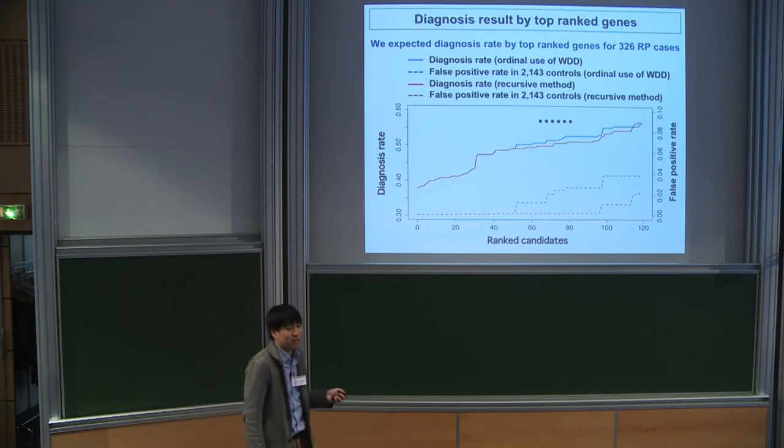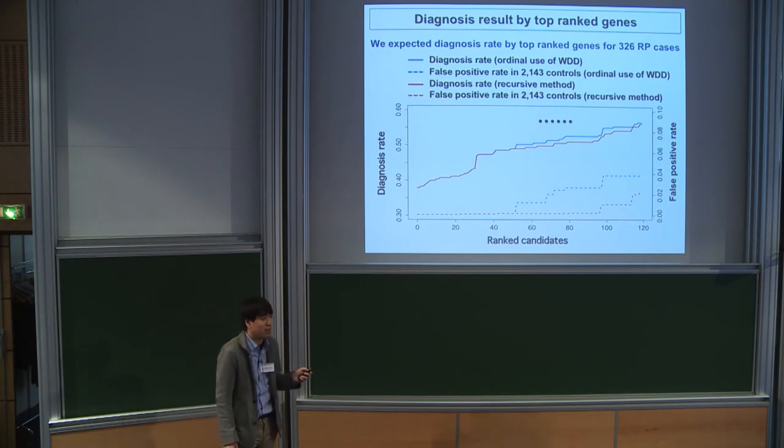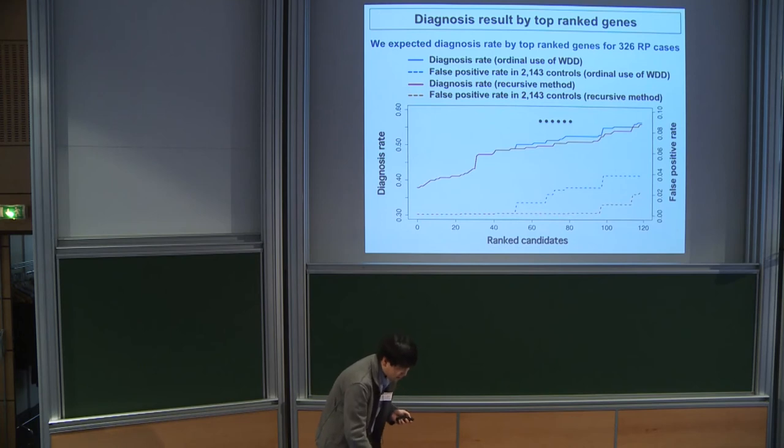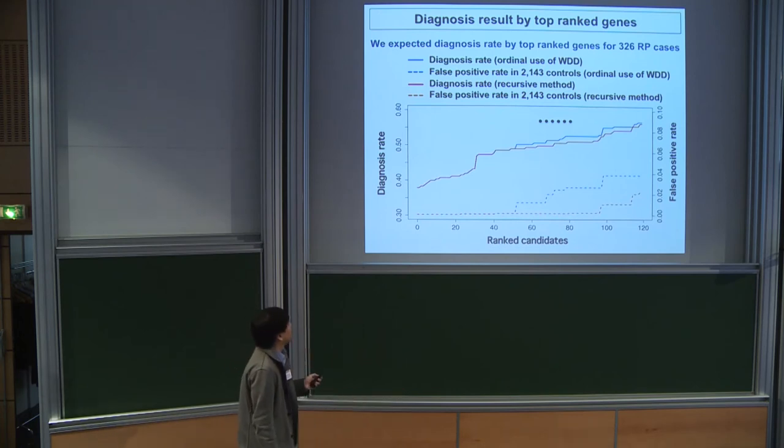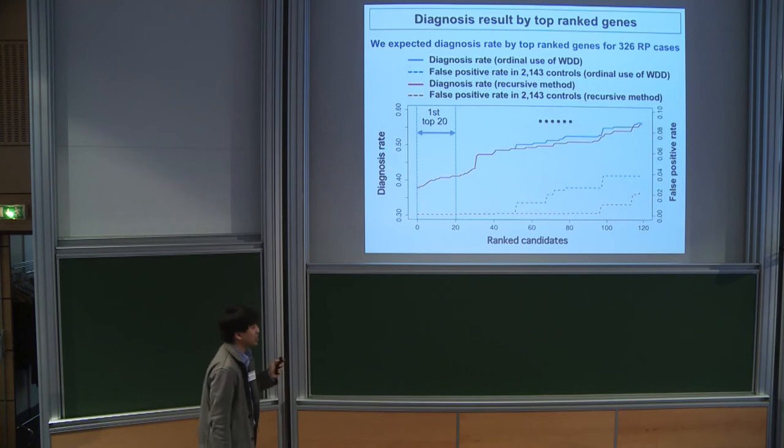I think this is because lower ranked genes are affected by these top ranked genes. So we use another strategy called the recursive method. At first, WDD ranked only the top 20 genes, and we picked up these top 20 genes and removed them from the candidate list.